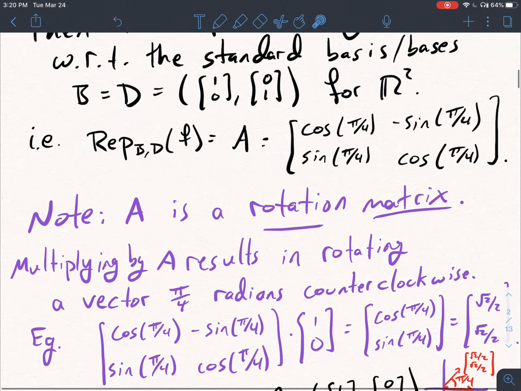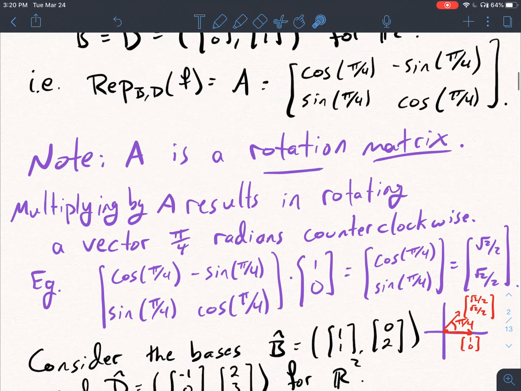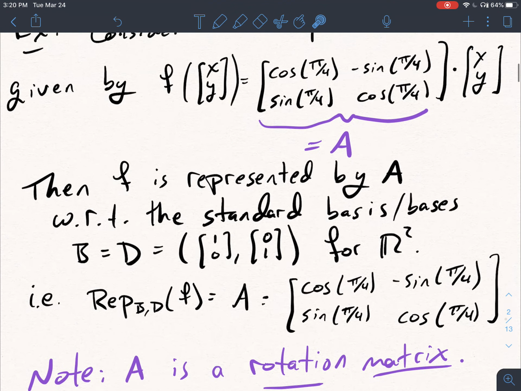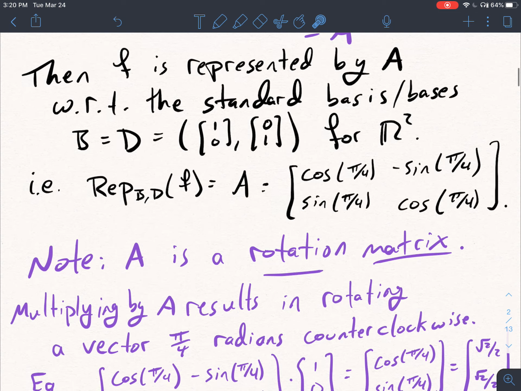By the way, just a general fact, a rotation matrix is any 2 by 2 matrix that looks like cosine of angle, negative sine of angle, sine of angle, cosine of angle, where all 4 of those angles are the same exact angle. That's just what it means to be a rotation matrix. Anyway, back to the example. Just to summarize real quick: F of a vector is equal to the rotation matrix times the vector. The rotation matrix actually represents F with respect to the standard bases for the domain and codomain, which are both R2.